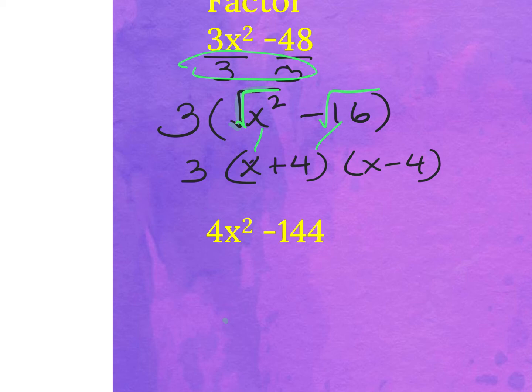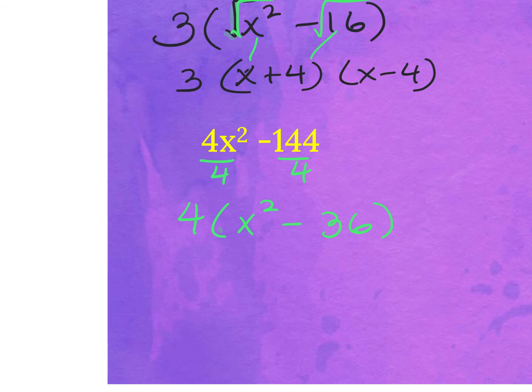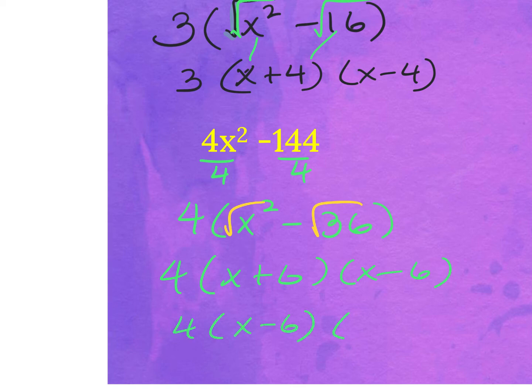And my GCF here is going to be 4. I can divide them both by 4. And then I'm left with x squared minus 36. Now I still have the difference of two squares. And I'll square root it. And then this becomes x plus 6, x minus 6. It doesn't matter if you put the x minus 6 first and then the x plus 6.